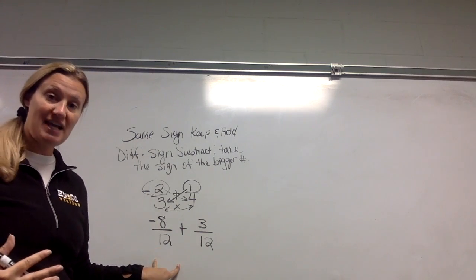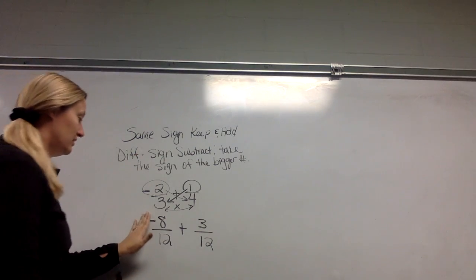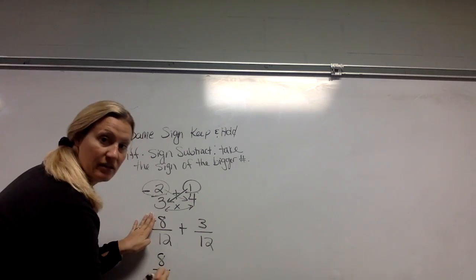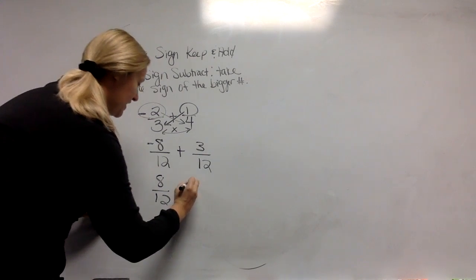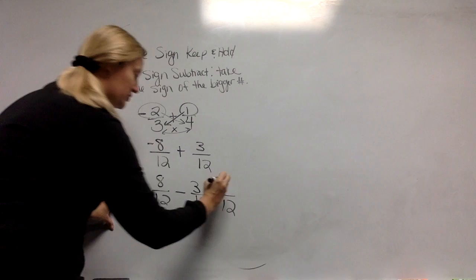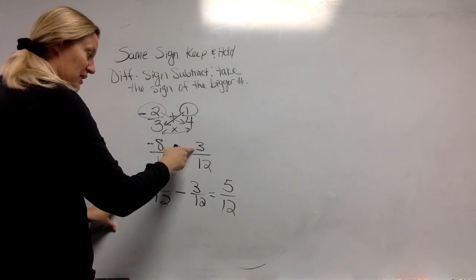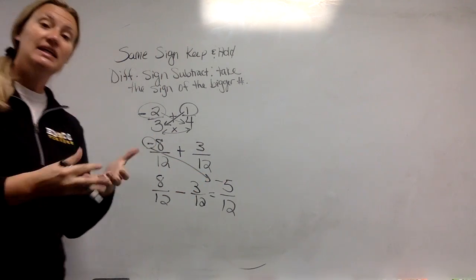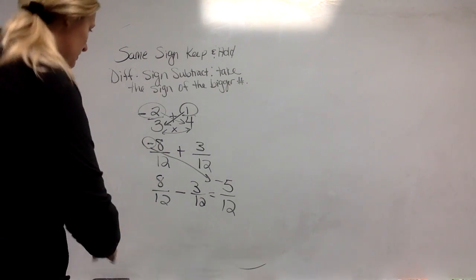This is different sign, subtract. So, I'm going to take negative 8/12. Move the camera here so you can see. Negative 8/12 minus 3/12. The 12 stays. 8 minus 3 is 5. Take the sign of the bigger number. 8 is bigger than 3, so the negative's going to come down here. So my final answer is negative 5/12. I don't have to simplify that, so I'm good. Okay?